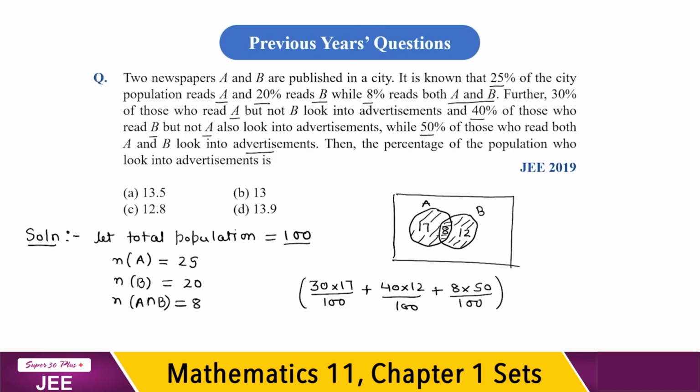Alright students, now we just have to perform this calculation, and this is going to be 5.1 plus 4.8 plus 4, and they add up to give us a total of 13.9, which has been given to us in choice D. So for this question, choice D is correct, and this question was asked in the year 2019 in JEE Mains examination. I hope everybody must have understood. Let's move forward and see our next question.